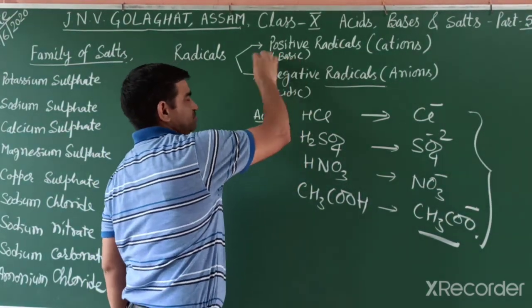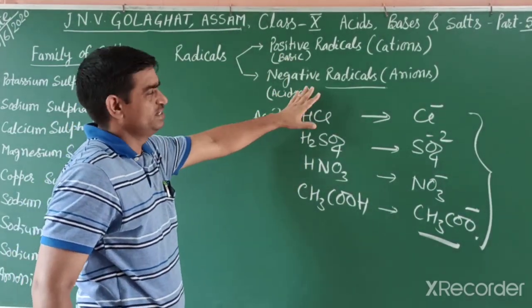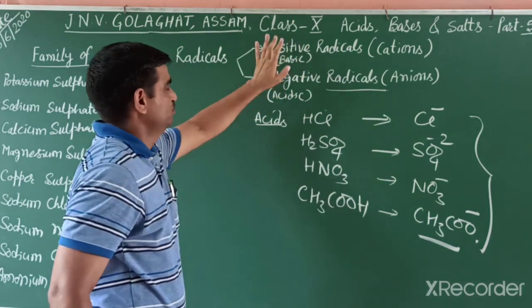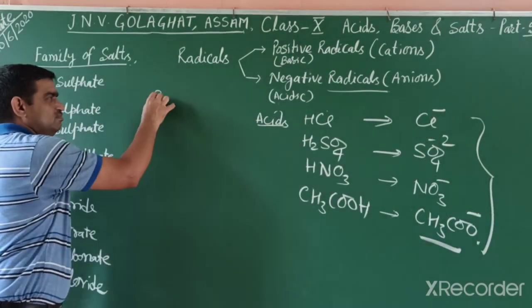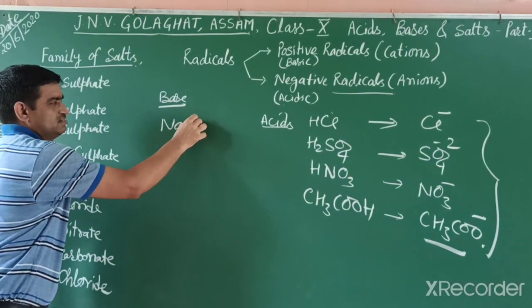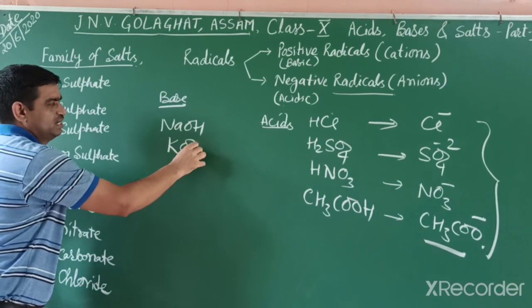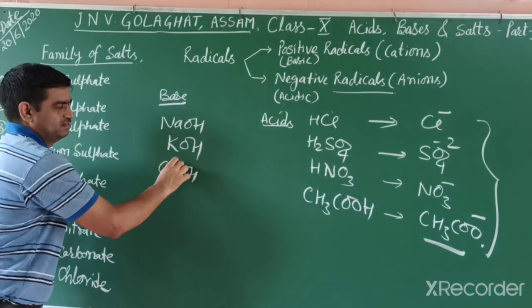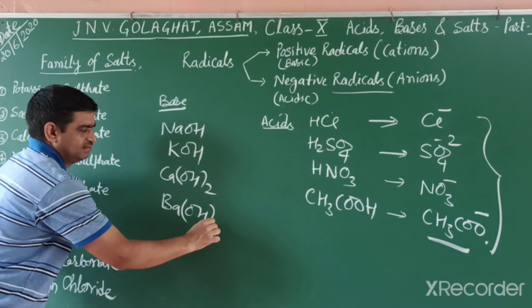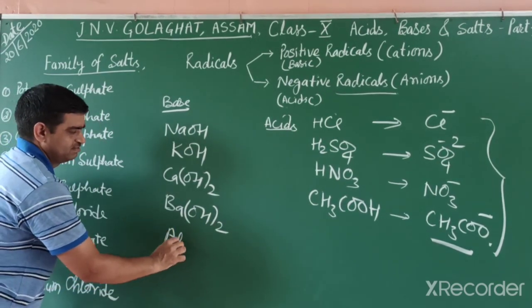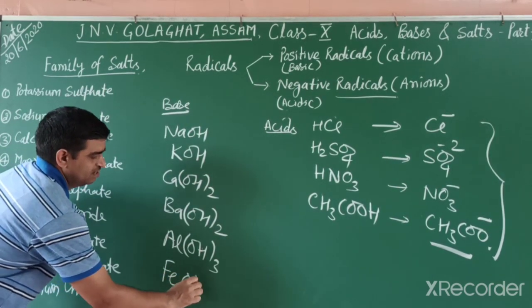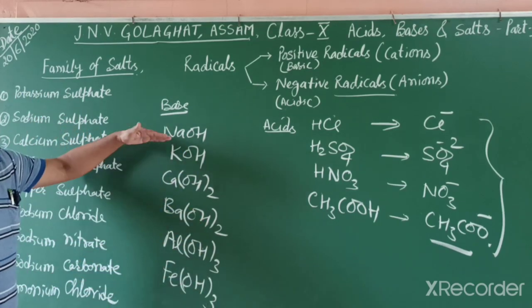And basic radicals we get from bases. Negative radicals we get from acids, so they are known as anions. And positive radicals we get from bases. For example, sodium hydroxide, NaOH, potassium hydroxide, calcium hydroxide, barium hydroxide, aluminium hydroxide, and ferric hydroxide. All these are bases.